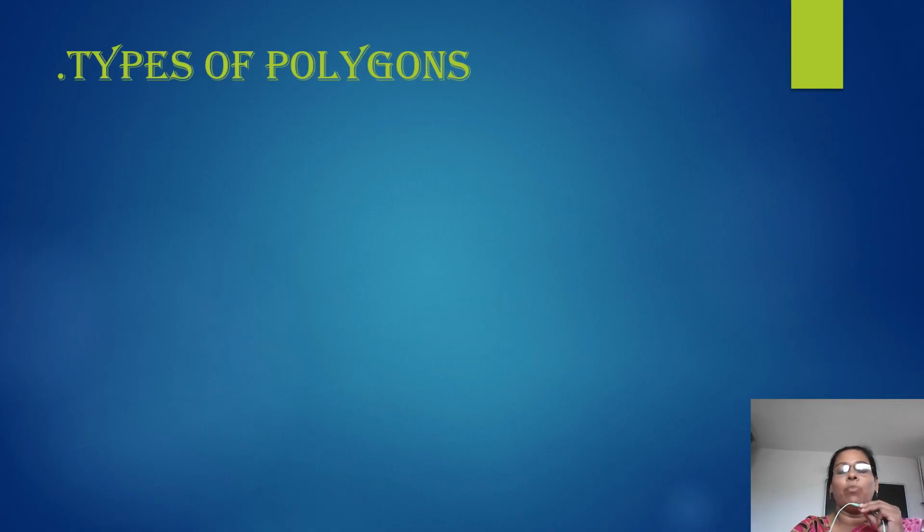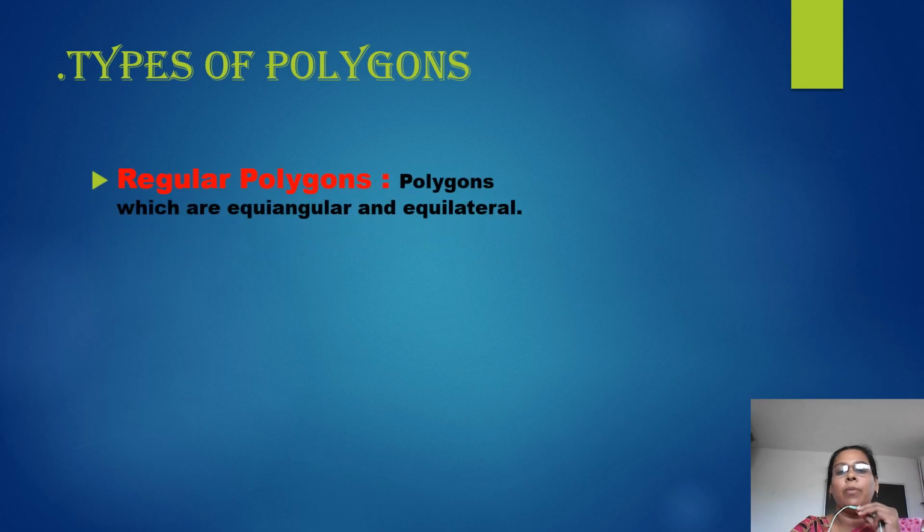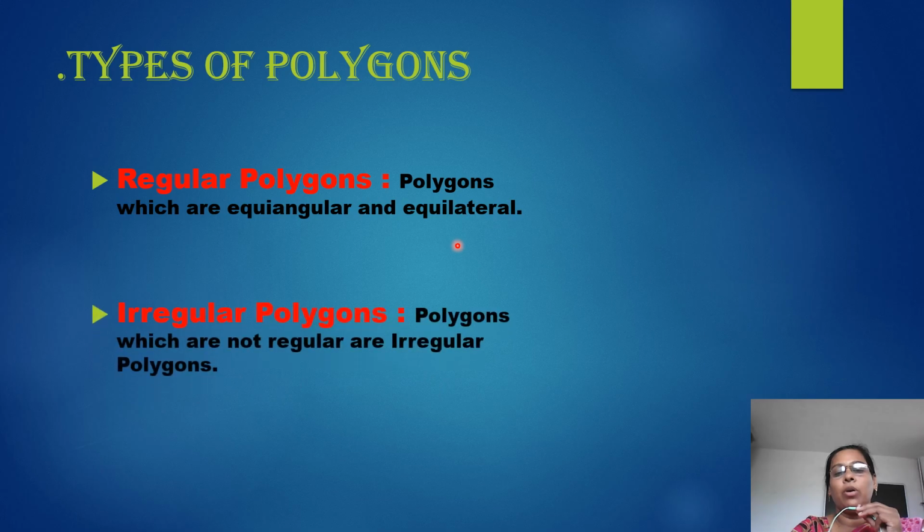Now types of polygons. First type, regular polygon. Polygons which are equiangular and equilateral are called regular polygons. Now here see the words equiangular and equilateral. What is the meaning of these two words? Equiangular means the measure of each angle is the same. Equilateral means the length of all sides of the polygon is equal. Then you can say that the polygon is a regular polygon.